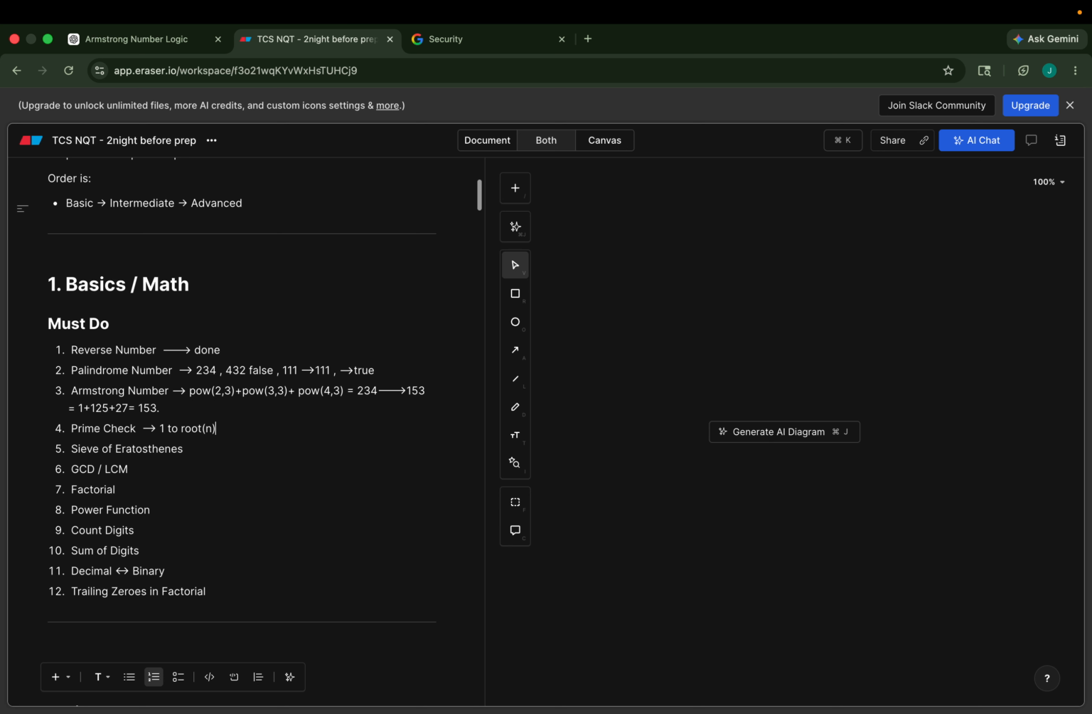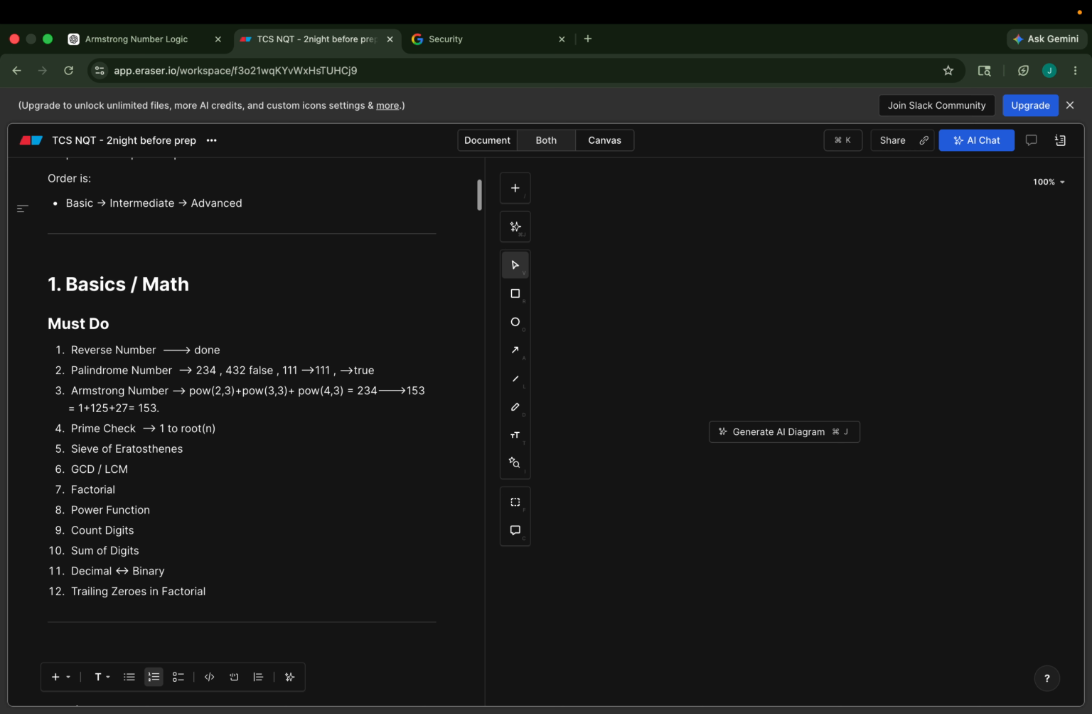Instead of root of n, in the 9 and 13 case, I think I should take the lower part till 9. Yeah, so I think that is the easy part. Now I just run a loop and check that if something divides.